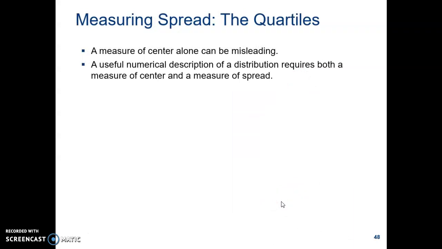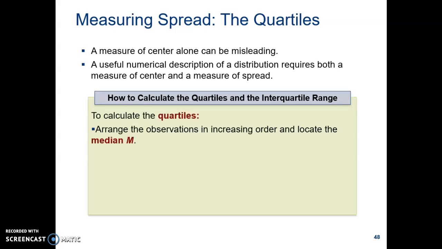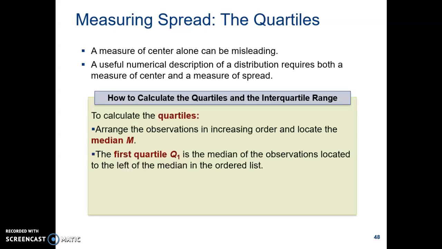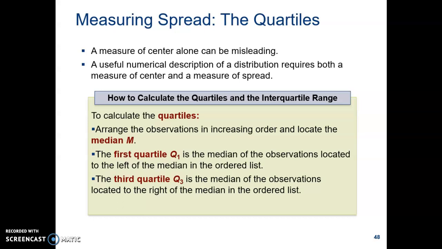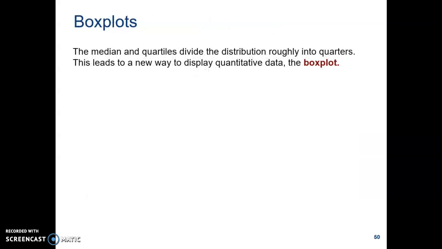Measuring spread. We've already done the quartiles. So I'll go through this, but again, this is one where you need to stop it and check it yourself if you're not sure what you're doing. And we want to find that interquartile range for another purpose later. Here we have 5 numbers: min, Q1, the median between them, Q3, and then the max.